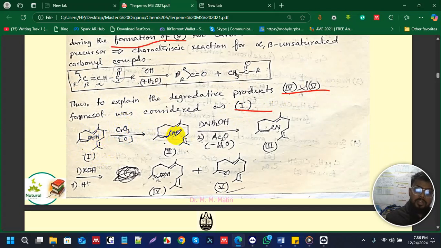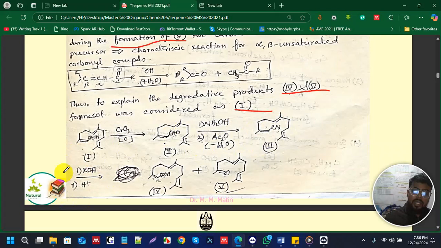CH2OH will be converted into CHO. In the presence of hydroxylamine and acetic anhydride, due to the hydroxylamine, it will be converted into farnesyl oxime. When you pour in acetic anhydride as a dehydrating agent, dehydration will occur and it will be converted into a nitrile compound.